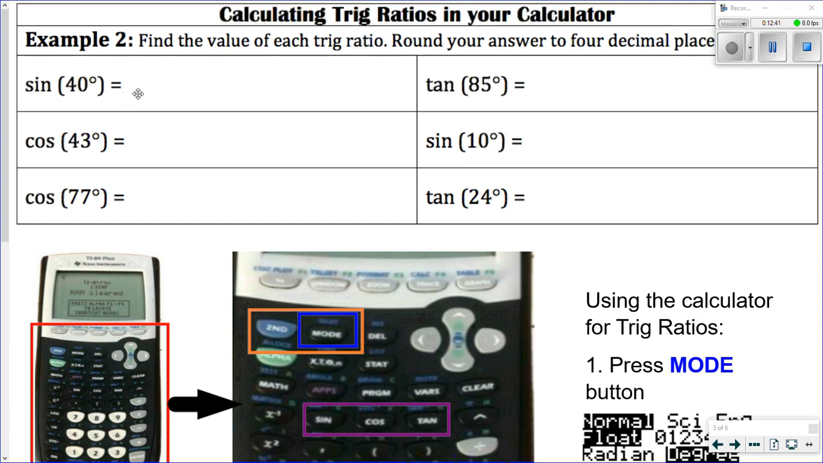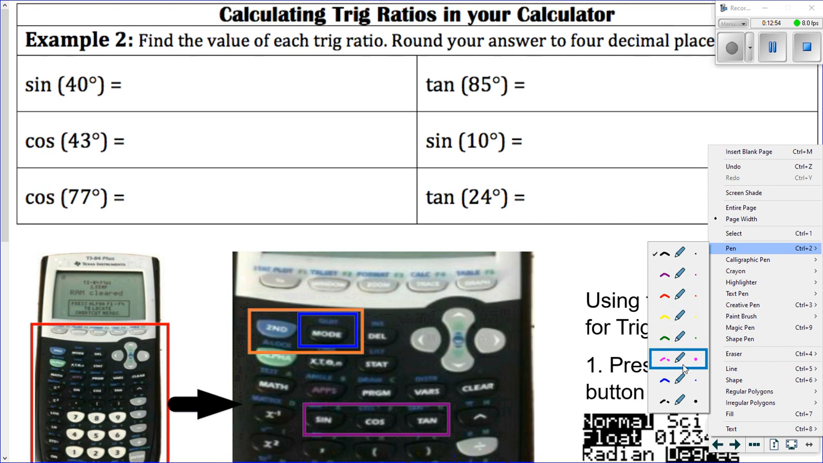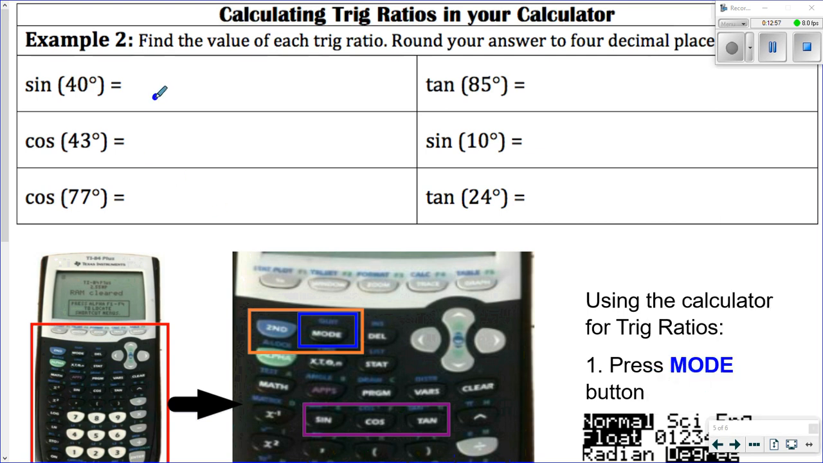So it says sine 40. I press sine, and then I enter 40. I press enter, and then I get 0.642, and then let's see, 4 decimal places. Okay, so then 4, 2, and then 7 and 8, so I'm going to round it to 8.